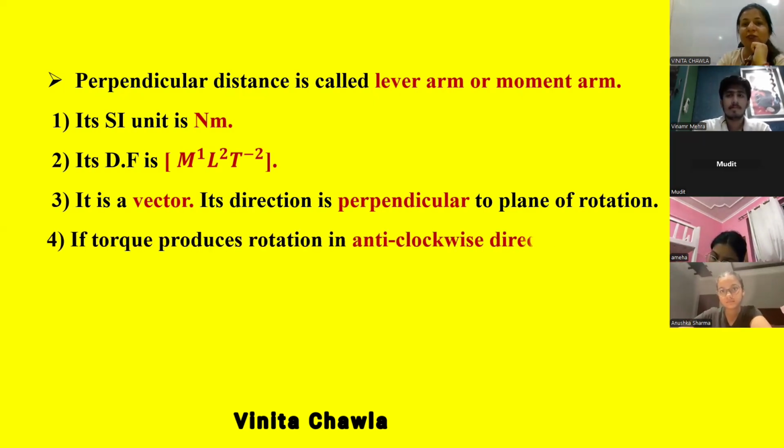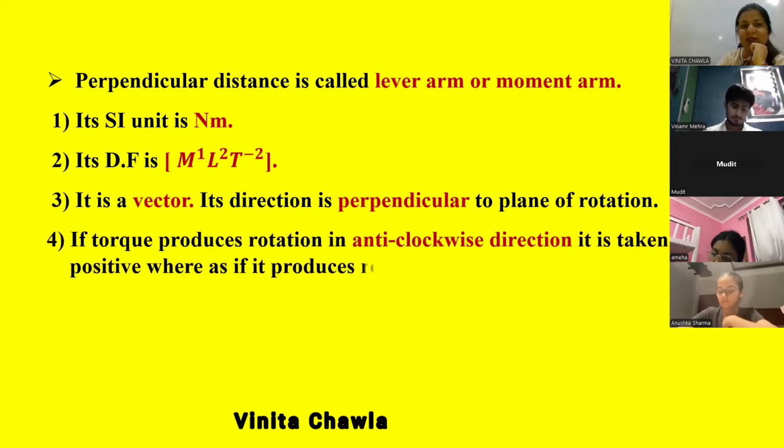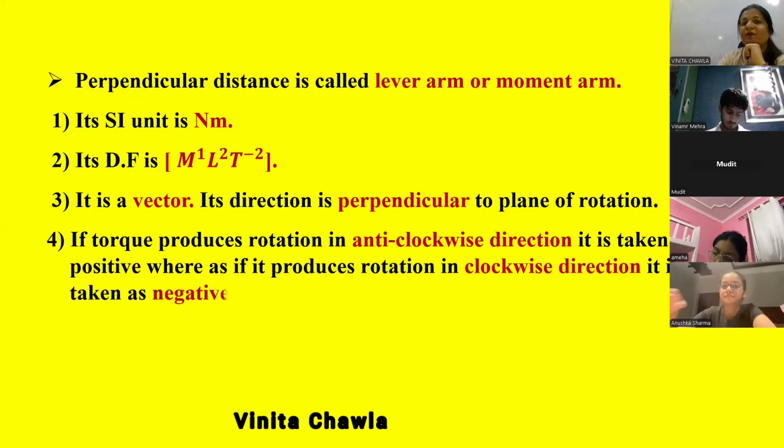So if torque produces rotation in anti-clockwise direction, it is taken as positive. Whereas if it produces rotation in clockwise direction, then it is taken as negative. You can write this. If there is anti-clockwise rotation, then we take torque as positive. While if we have clockwise rotation, then we take torque as negative.